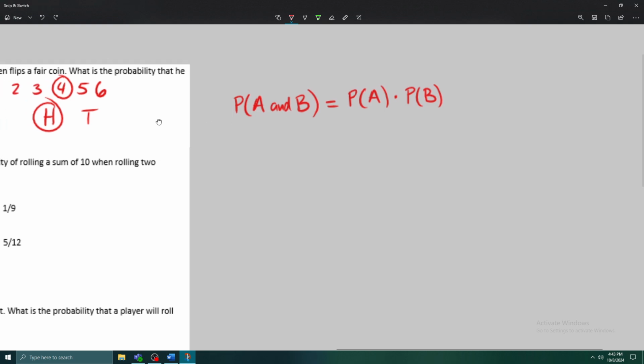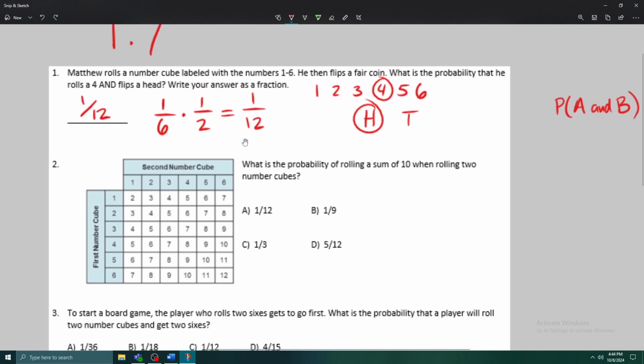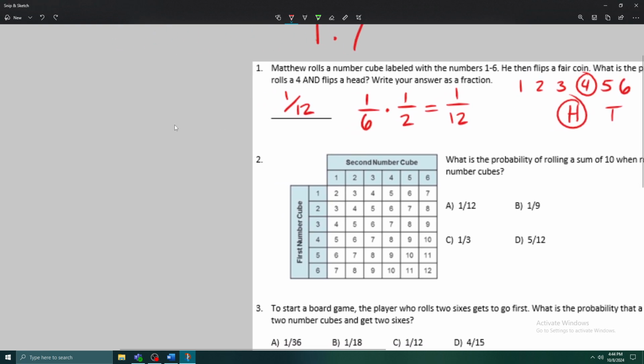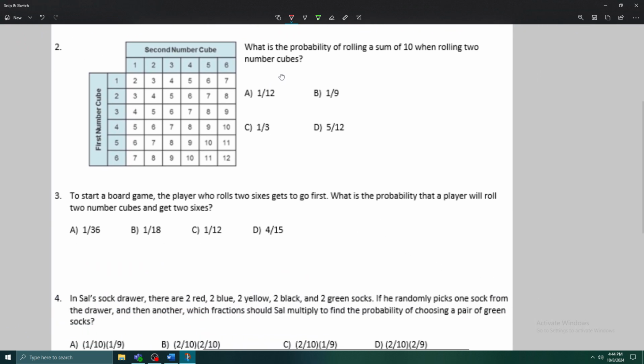In this case, our probability A would be rolling a 4, of which there is a 1 in 6 chance, and flipping a head. So the probability of rolling a 4 and then flipping heads is the probability of 4 times the probability of heads. Not too horrible, right? As long as you're familiar with your fractions and everything, this should be okay.